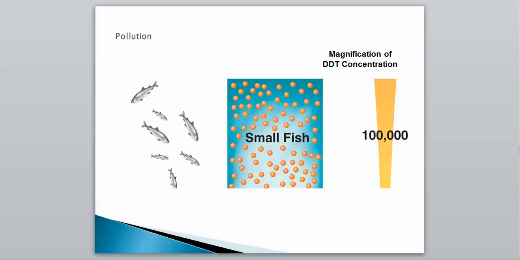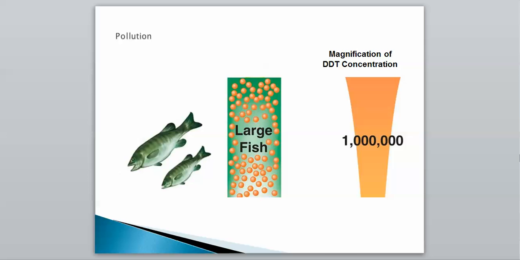The small fish have a bunch of DDT inside them now, but you can probably guess what's going to happen next. The small fish serve as food for large fish. So now we have a 1,000,000 times greater concentration inside the large fish because they eat a bunch of small fish that have all this DDT inside of them.